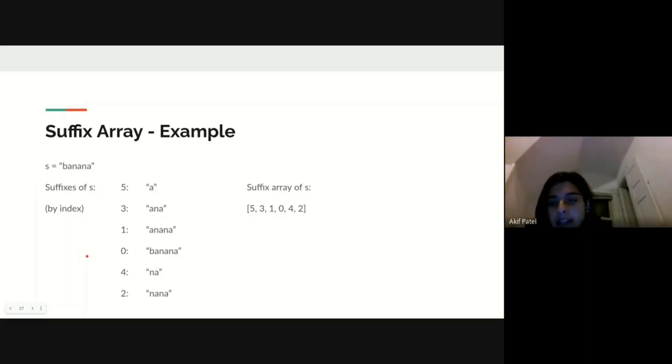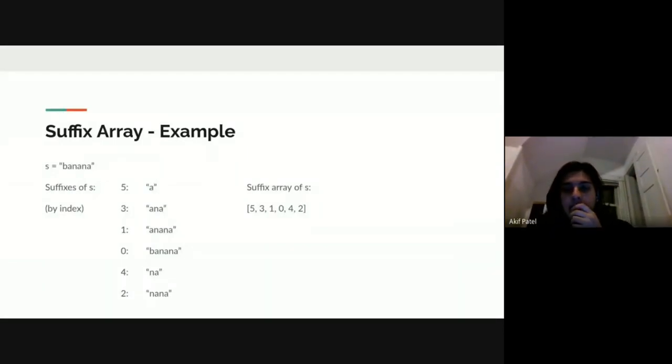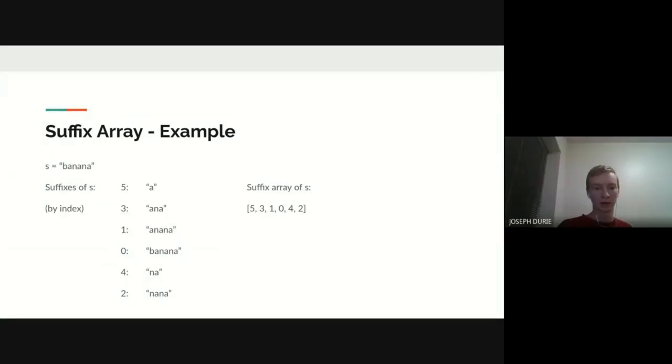Any ideas? Or questions on this? Yeah, questions. This is a very useful tool for many other problems. When we're comparing these suffixes, we're doing it lexicographically, so it's the same thing we had in the previous problem. Either one's a prefix of the other, like between 5 and 3, where the suffix from 5 is a prefix of the suffix at 3, or you find the first character where they differ, like between 1 and 0. It goes from A to B in the first character.